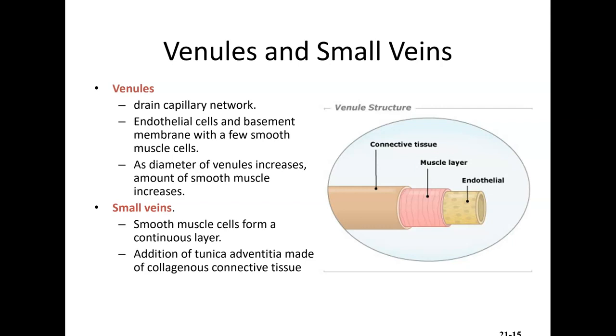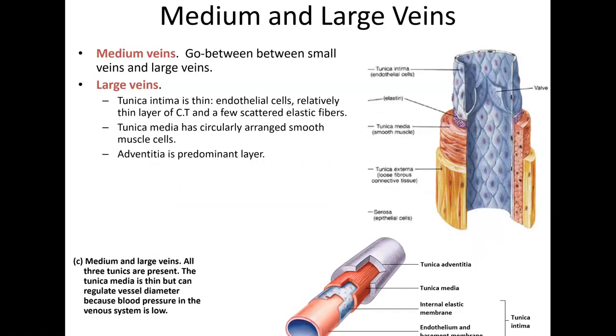The next subcategory are small veins. Here, again, we will see more smooth muscles within that tunica media as we increase the size of our veins. And our tunica adventitia or externa will be made up of more of a collagenous connective tissue. Our medium veins are going to go between our small veins and our large veins. Nothing to add there, except that once again, as we go larger in diameter, we will have a larger tunica media.